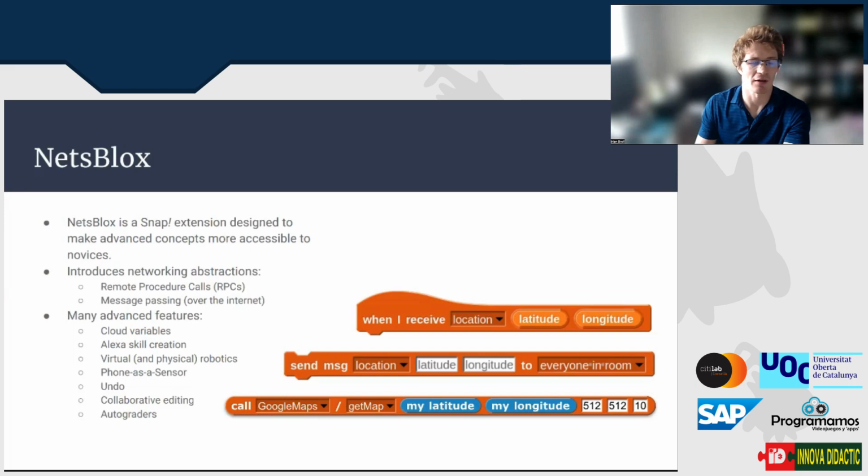So for a little bit of background, this is all done in NetsBlox. If you haven't heard of NetsBlox, it's a Snap extension that's designed to make advanced computing concepts more accessible to novices. Initially, it was designed focusing on distributed computing. And as such, the main differences from Snap are in the introduction of two different networking abstractions, remote procedure calls, shown in this bottom block, where you can do things like interact with third-party web APIs or do all sorts of other things like use cloud variables and such.